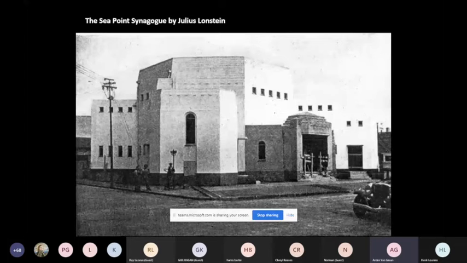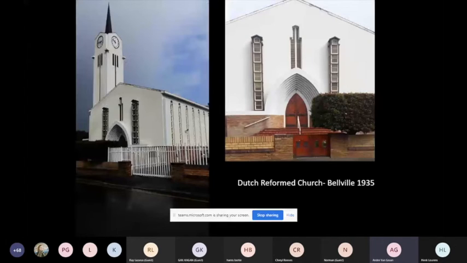One strange outlier, which I found quite extraordinary, is the Dutch Reformed Church in Belleville, one of the few examples of a Dutch Reformed church which also uses this Art Deco language in a strange combination, so that it sort of reinterprets Gothic at that entrance there as a sort of stepped Art Deco way.